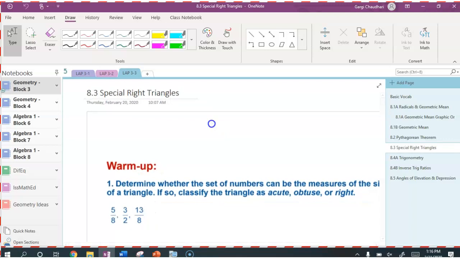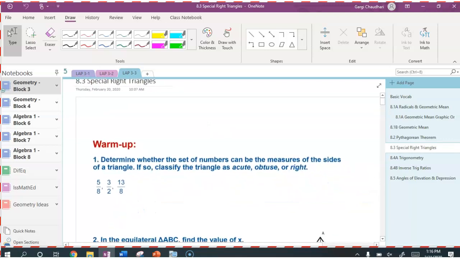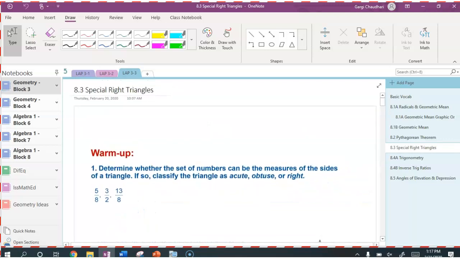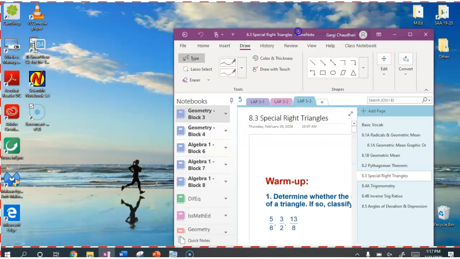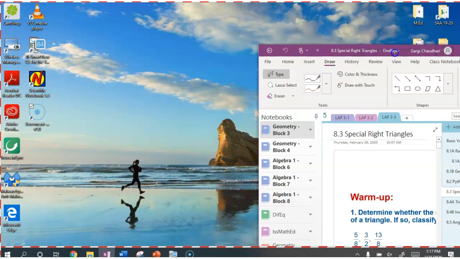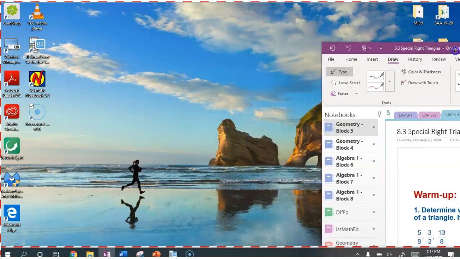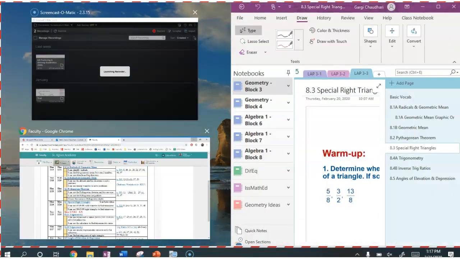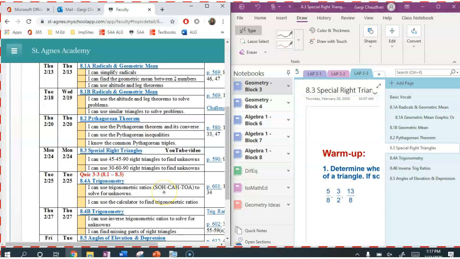Now, I'm going to show you a little trick so that you can take your notes and watch this video at the same time. What you want to do is take your OneNote and go to the very top and make sure you slide this OneNote all the way to the end, and it's going to split your screen. Then you can select your browser which has this video. So you could have your video playing over here as you're taking notes over here.